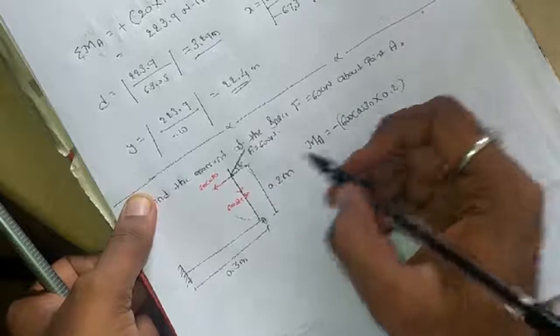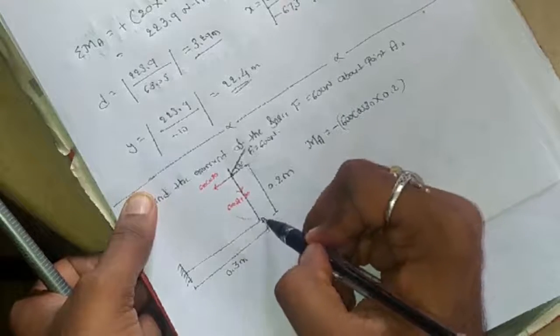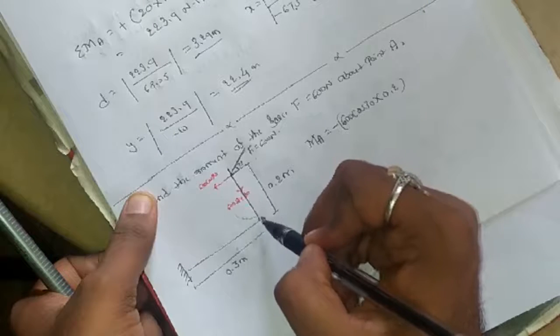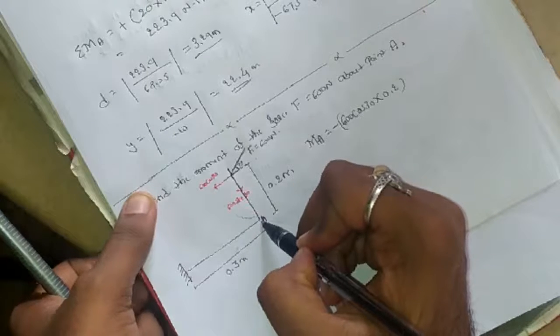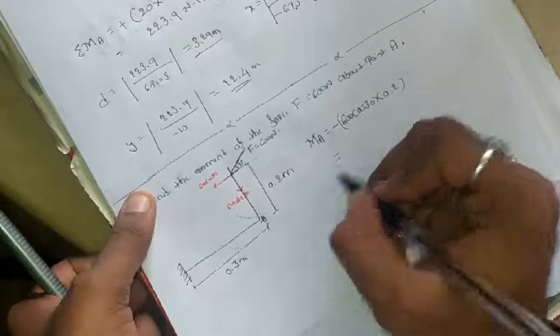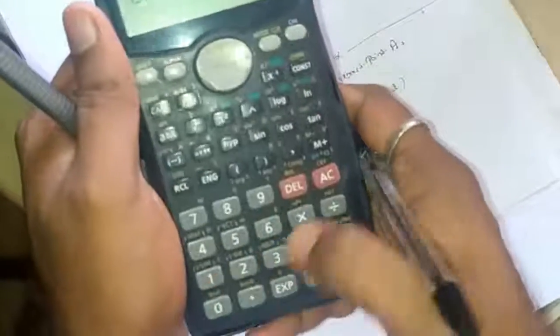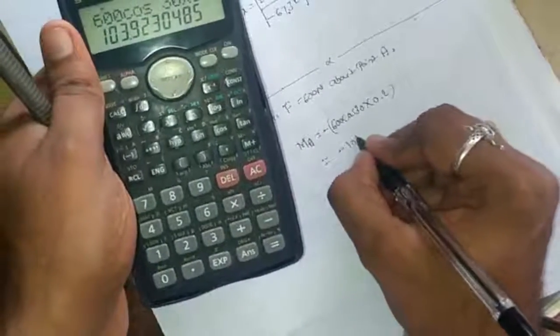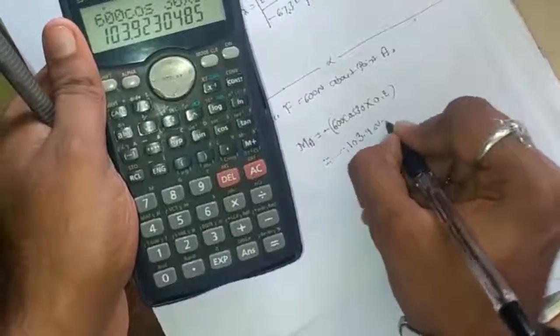And the moment produced by 600 sin 30 at point A is how much? This force is passing through the given point. We know that if a force or its line of action passes through the given point, then the moment produced by that force at that point is 0. So the only moment at point A is 600 cos 30 into 0.2, which is 103.9. So minus 103.9 Newton meter.